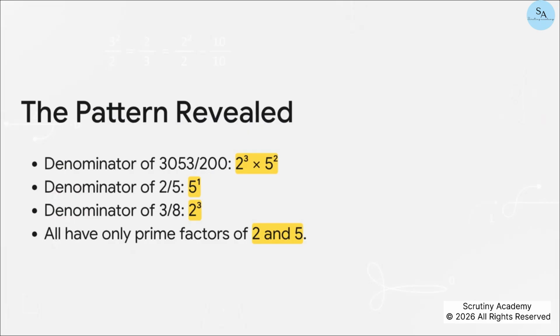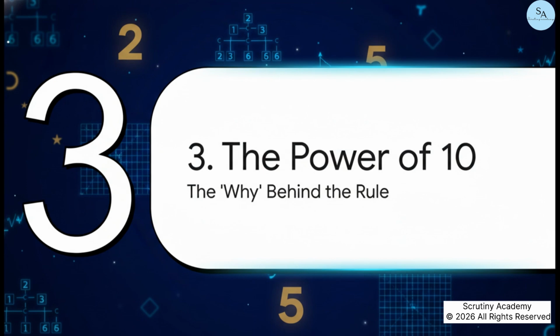Let's lay all the evidence out together. The denominator for our first number had prime factors of 2 and 5. The second one only had 5. And if we go back to our original example, 3/8, well, the denominator is 8, which is just 2 cubed. The pattern is crystal clear. For a decimal to terminate, the denominator of its simplified fraction must have only powers of 2, powers of 5, or a mix of both as its prime factors. Nothing else. But why? Why only 2s and 5s?